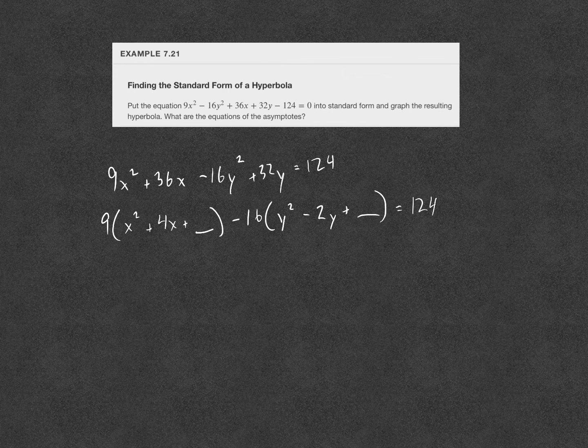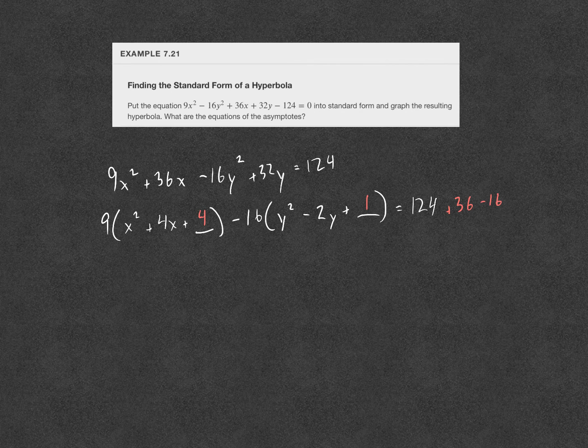Now we complete the square: half of b, the coefficient of x, and then square it. Half of 4 is 2, squared is back to 4, and then half of the negative 2 is negative 1, squared is 1. Then it is important to consider what did I actually add on the left-hand side. To the first parentheses, I added 9 times 4, which is 36. I didn't add anything to the second parentheses. That's a 1 inside with a negative 16 in front. So I actually subtracted 16 in the y parentheses.